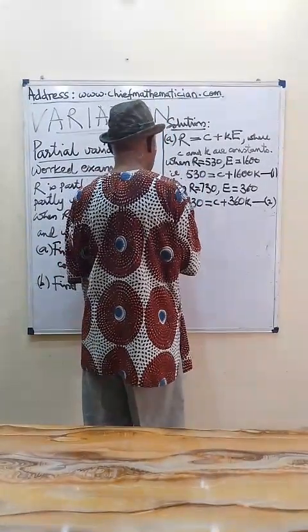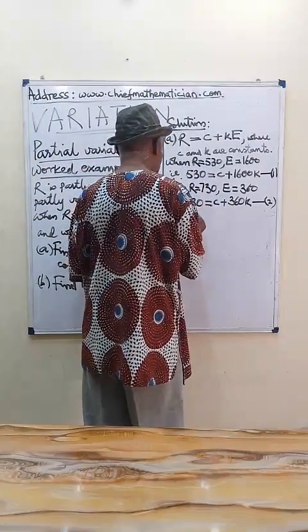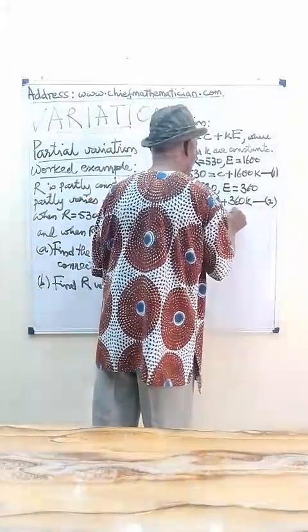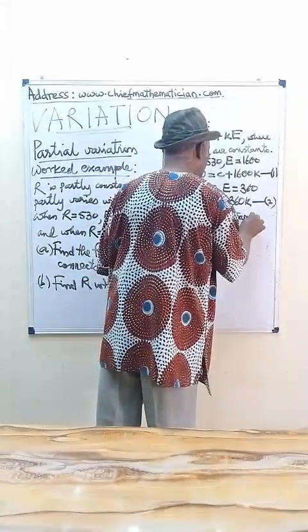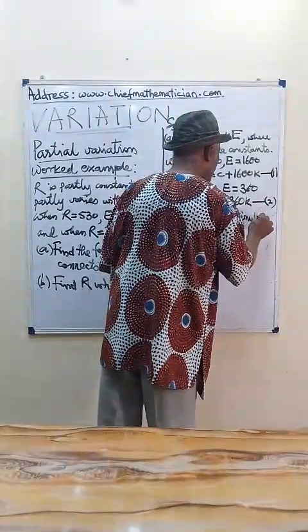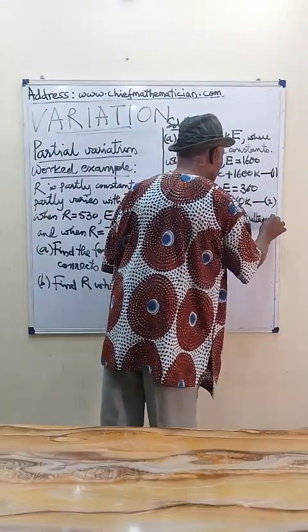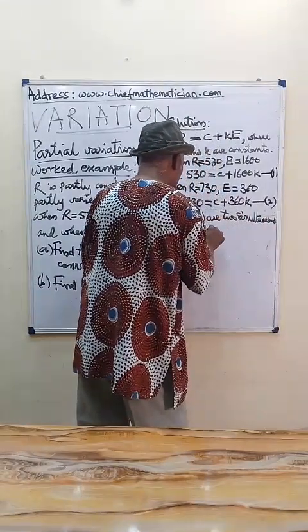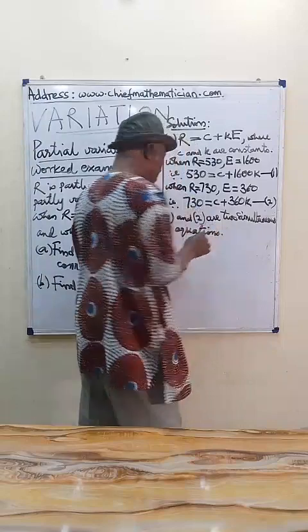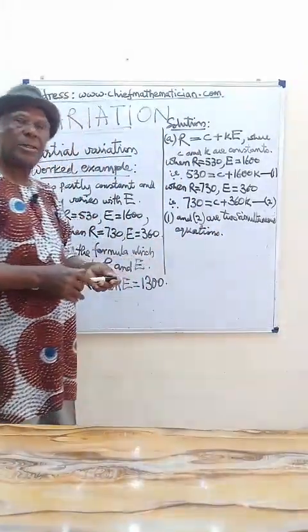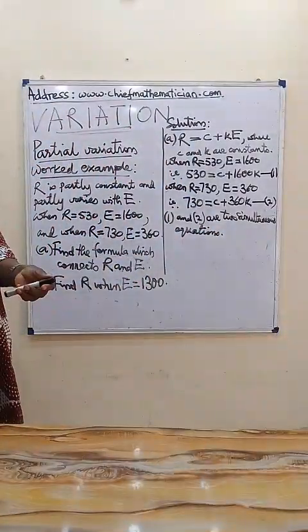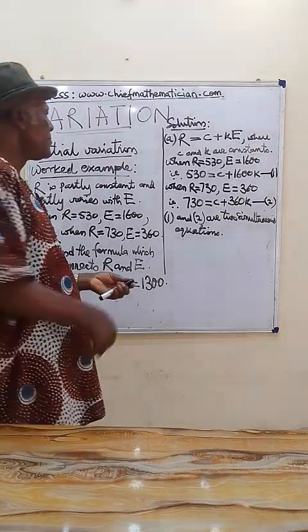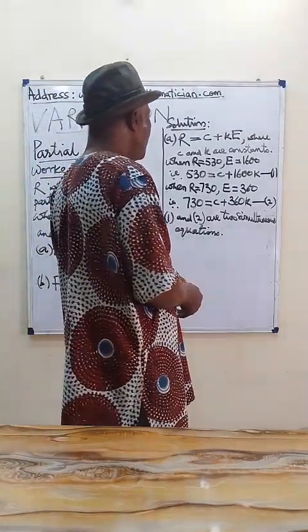One and two are two simultaneous equations, and we can solve them.